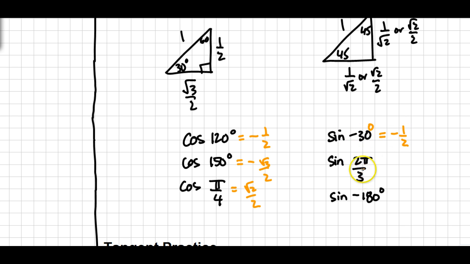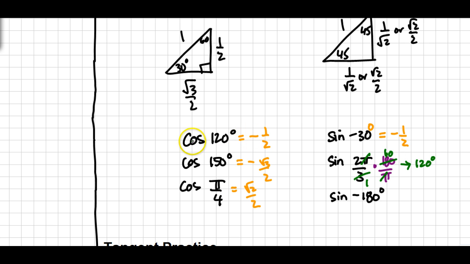2 pi over 3 I don't have memorized in radians, so I'm going to do a quick conversion into degrees. So I'm going to multiply by 180 over pi. The pi's are going to cancel. I can reduce the 3 and the 180. 3 goes into itself once, goes into 180 60 times. So I know that I'm really doing the sine of 120 degrees.